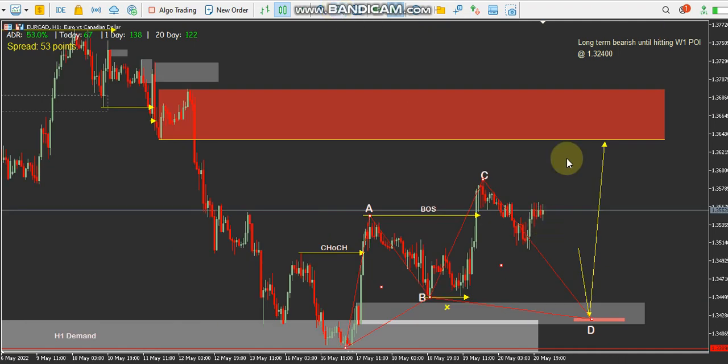So the most important thing to do is to identify these zones where you expect your pattern to form. Guys, let's watch this pair and see how it's going to play out.